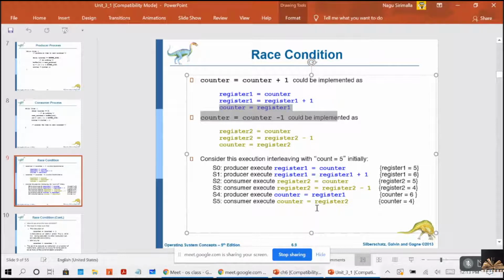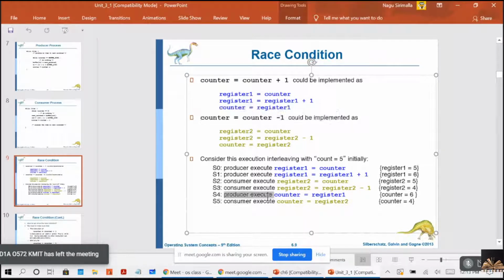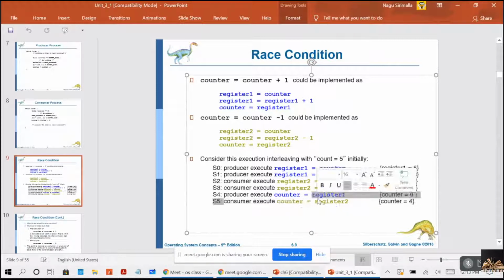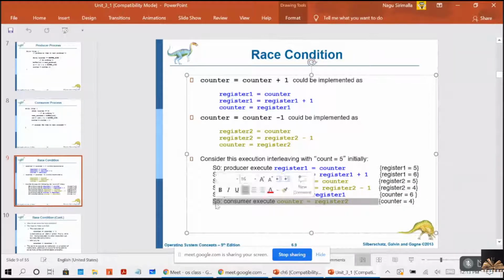And one more thing. After these two, instead of executing this producer instruction, let's consider the consumer instruction is getting executed first.